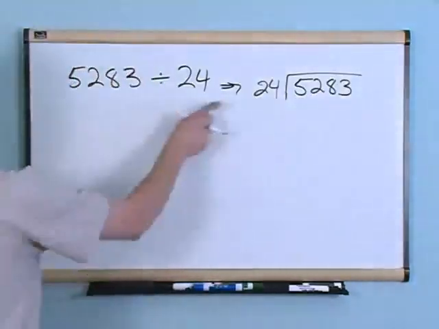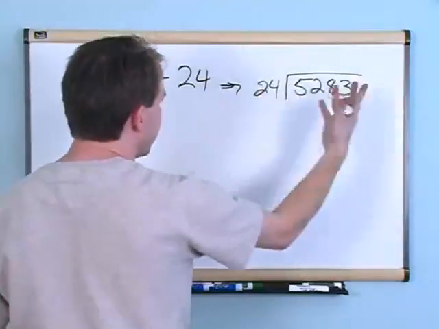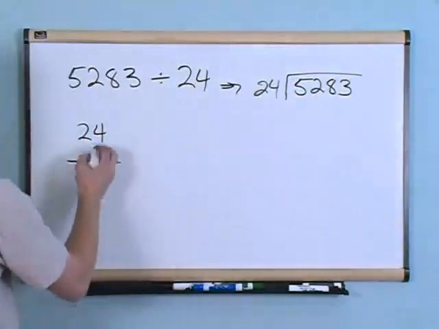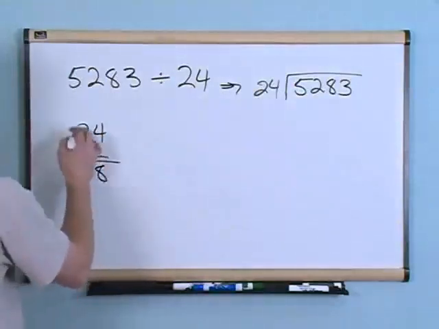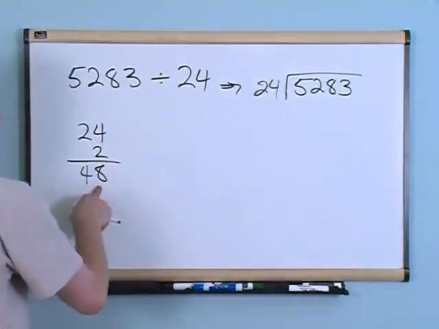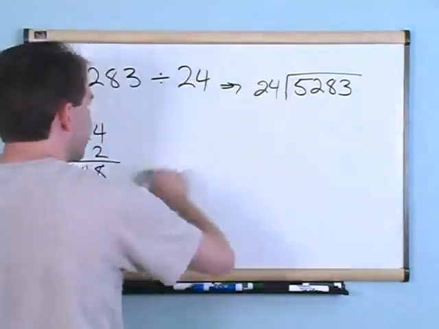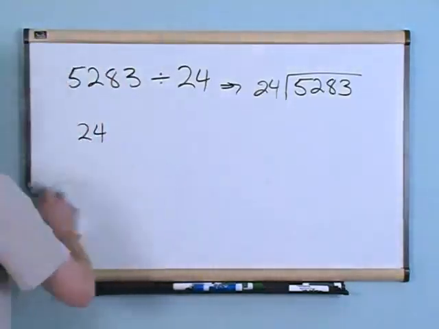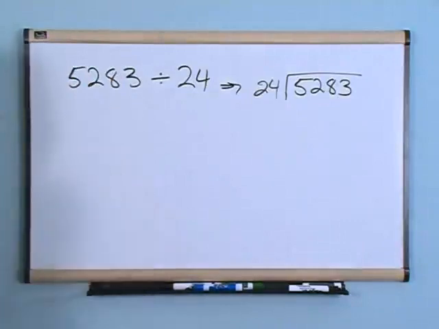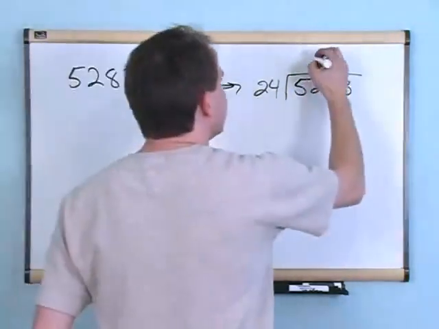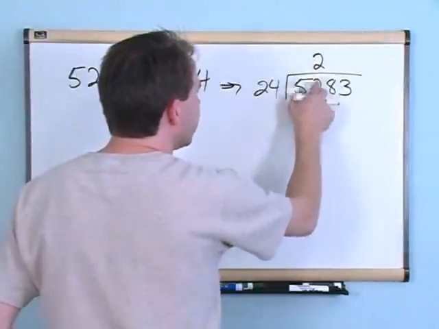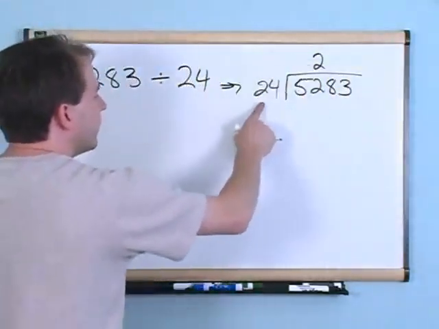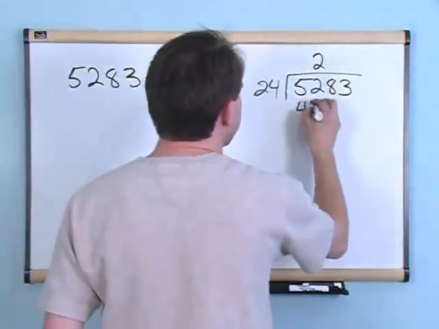Well, let's see. 24 times 1 is going to be 24. 24 times 2, let's see what that would equal. 2 times 4 gives me 8. And 2 times 2 gives me 4. 48. I know that 48 is pretty darn close to 52, and so I think that that's going to be the right answer. And it is the right answer. So, what you do is you just put a 2 over this column, because I've divided by into 52, and we just said 2 times 24 is going to give me 48.